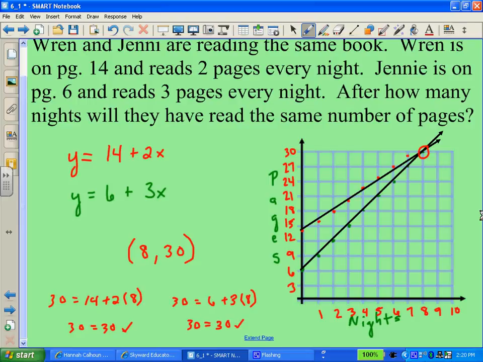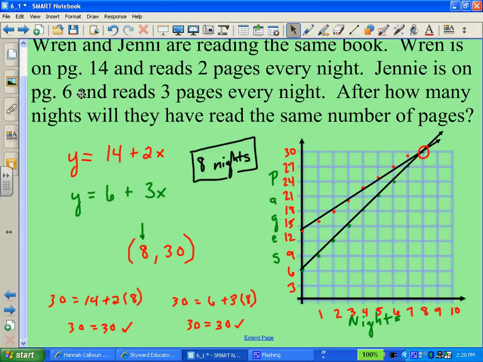Now the question was, after how many nights will they have read the same number of pages? Well, remember, X is nights. So my X coordinate here is 8. So my answer would be 8 nights. After they've read for 8 nights, they'll both be on the same page in the book.